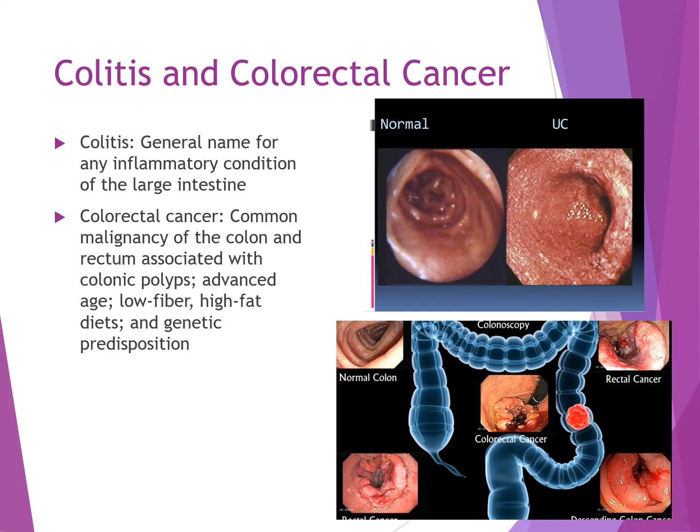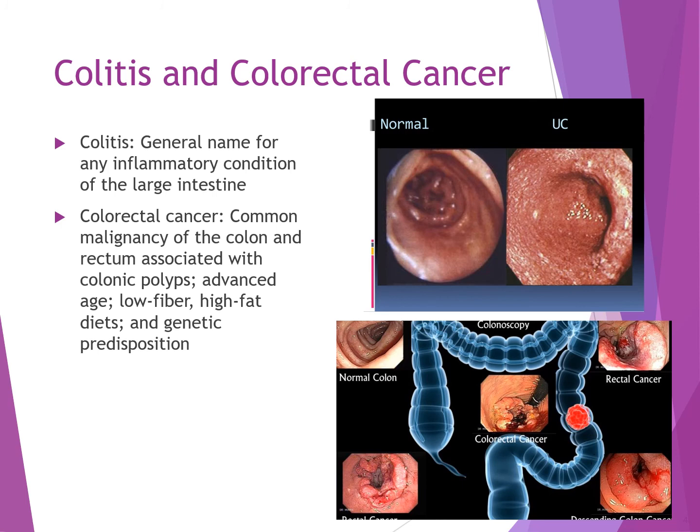A couple other complications of the large intestine are colitis and colorectal cancer. Colitis is just a generic term for an inflammatory condition of the large intestine. If it's present for long periods of time, it can become a significant risk factor for colorectal cancer. Some symptoms might include diarrhea, abdominal cramping, and constipation. Some forms can also lead to bleeding and intestinal ulcers.